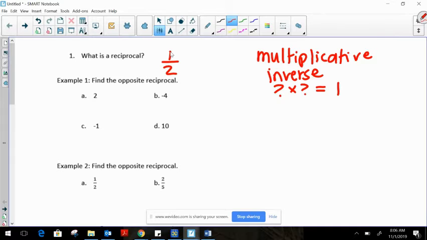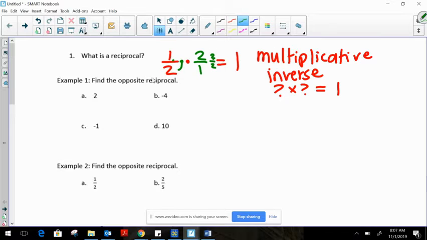So if I take 1/2, I need to multiply by something in order to equal 1. I know I need to get like 2 over 2, which would reduce to 1. In order to get a 2 on the numerator, I'm going to flip this fraction over. So 1/2 times 2 over 1, I do top times top is 2, bottom times bottom is 2. That would reduce to 1. So that's what a reciprocal is.